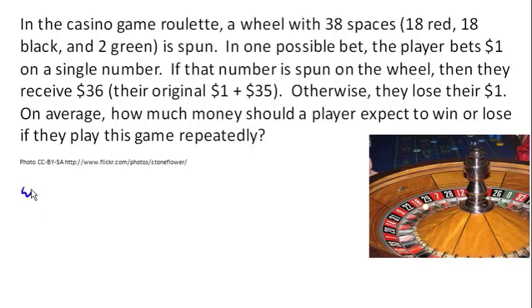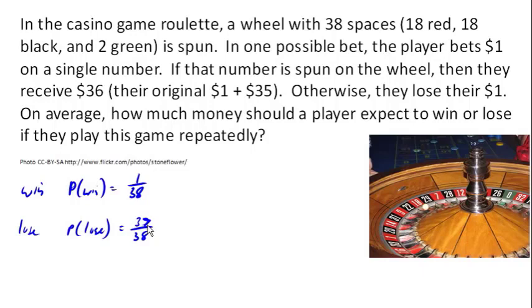For winning, let's first talk about the probability of winning. If they bet on any one number, the probability of winning is 1 out of 38. Then the probability of losing is the complement of that, so there are 37 ways that a player can lose. Now, to compute this idea of expected value, and we're talking here about your expectations, we compute it by multiplying the probability of winning times the value of winning, and adding to it, or subtracting from it, the probability of losing times the value of losing.